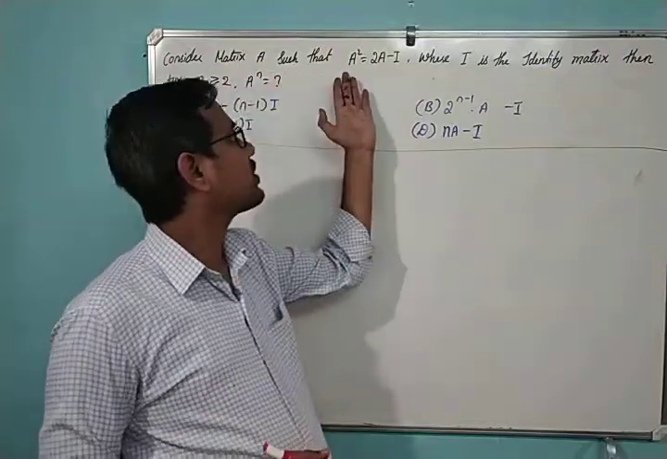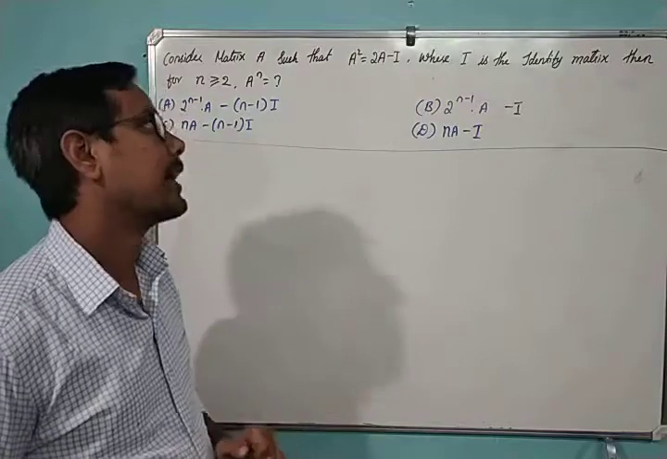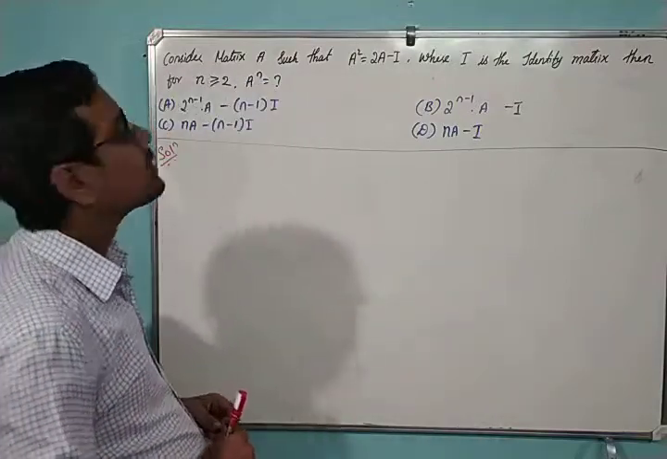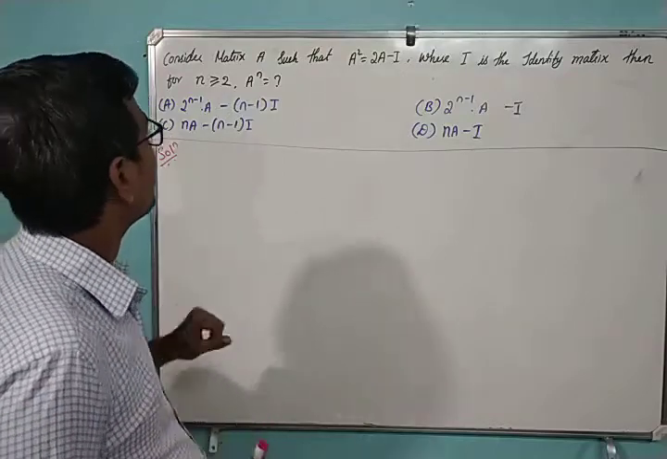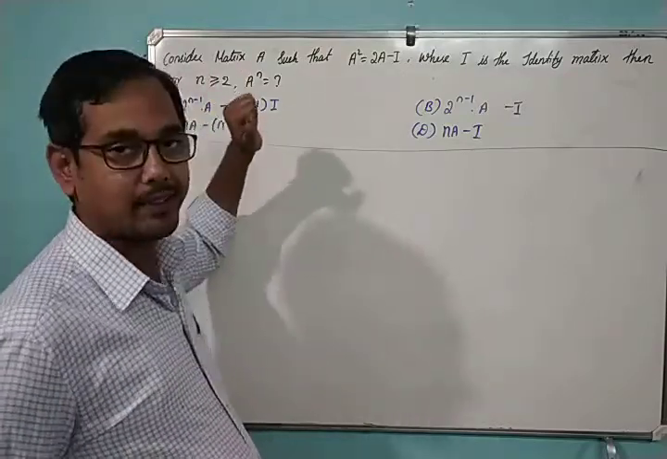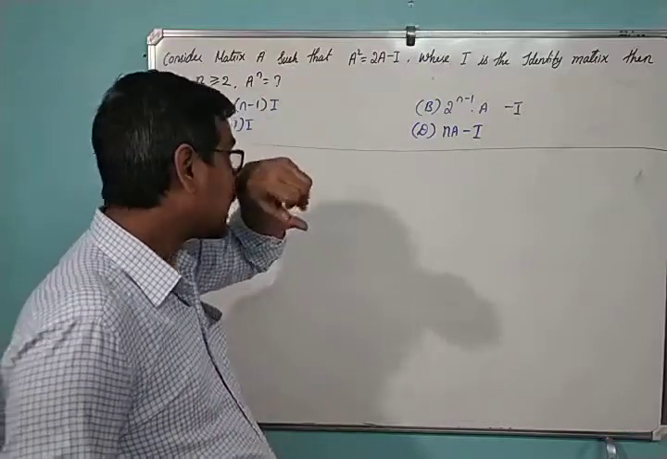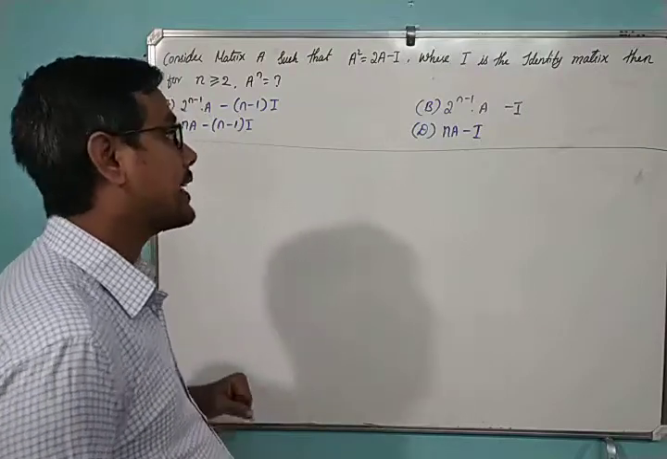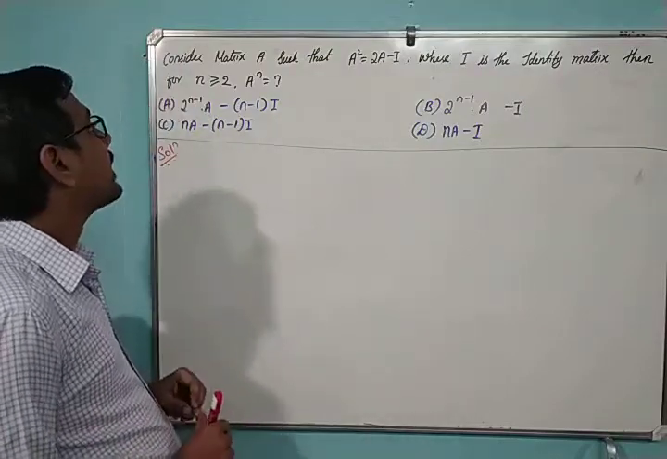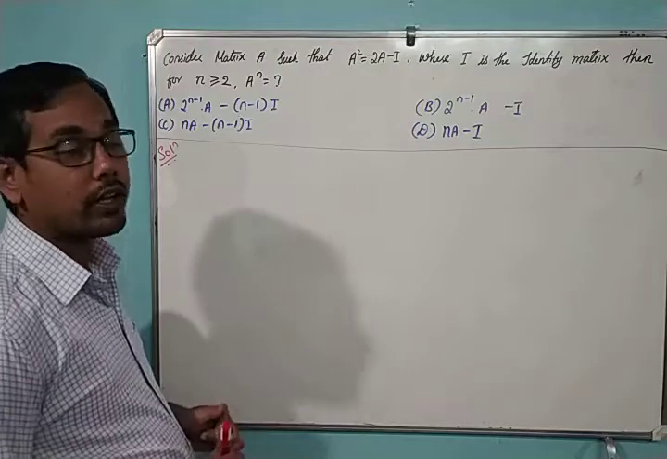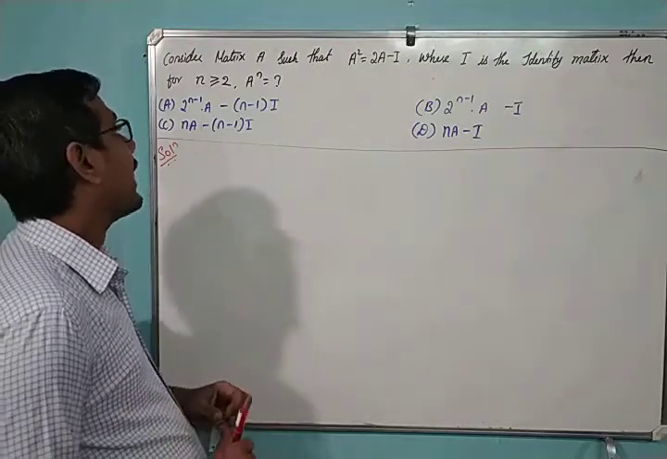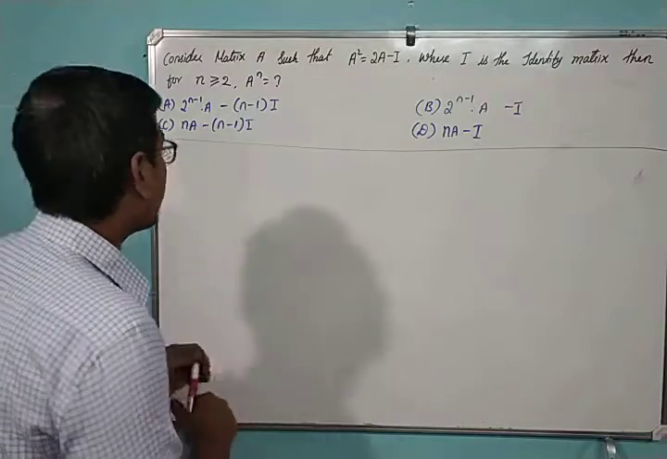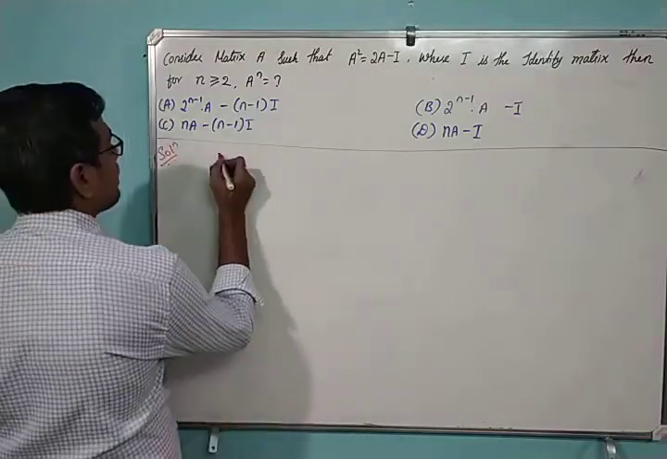Consider matrix A such that A square is equal to 2A minus I, where I is the identity matrix. Then for n greater than 2, what is A to the power n? So what they are saying is, consider the matrix A such that A square is equal to 2A minus I, and I is the identity matrix. Here n is not the order, n is the power of A. For n greater than 2, what is A to the power n? Okay, so what is given?